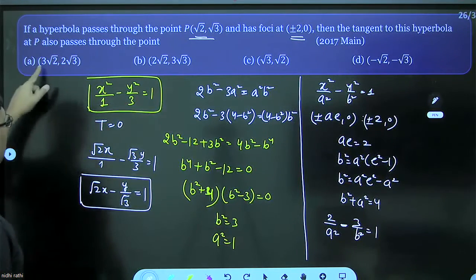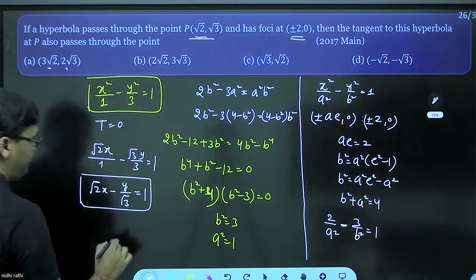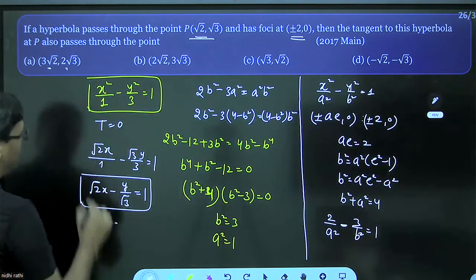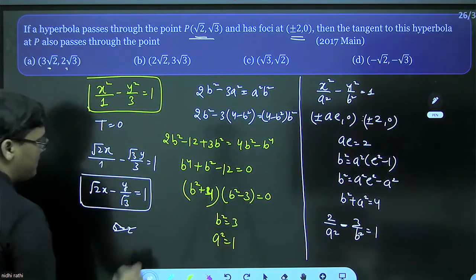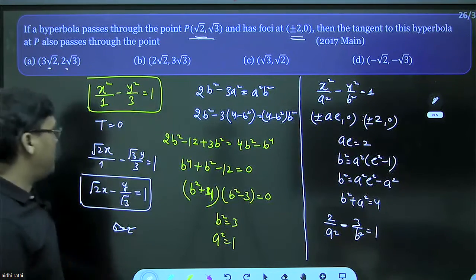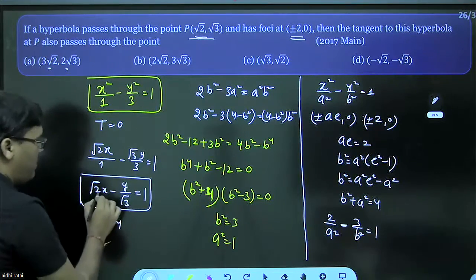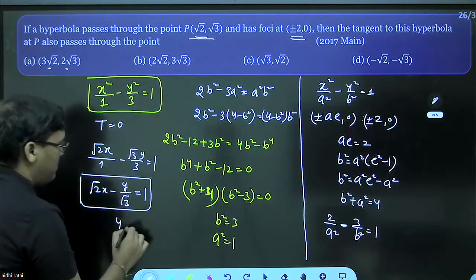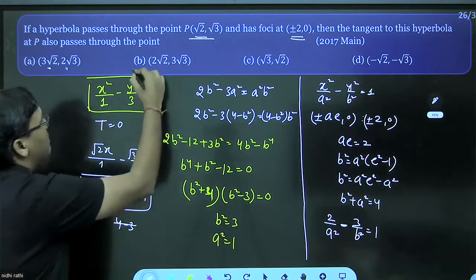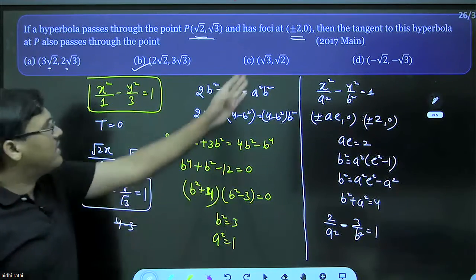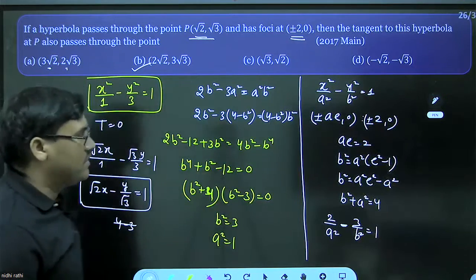If I just substitute this here, this is root 2 times 3, that is 6, minus 2. It will not satisfy this, you can check. If you put this, it will be 4. 2 root 2 here gives 4 minus 3. Root 3 will cancel, so this is equal to 1. That means option B will satisfy this. You can clearly see the others will not satisfy this equation.